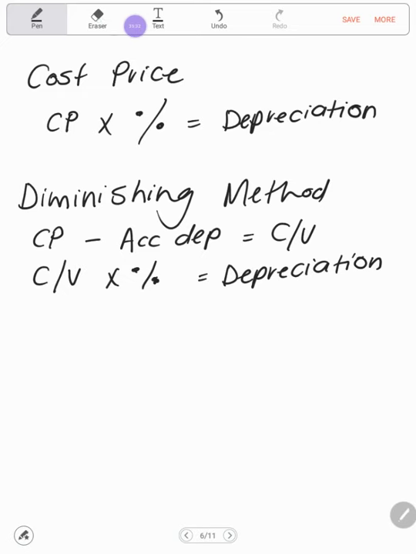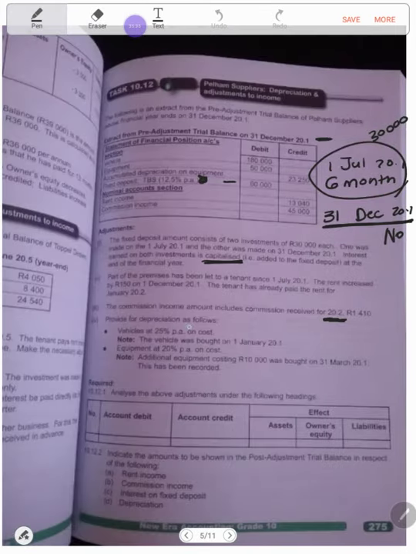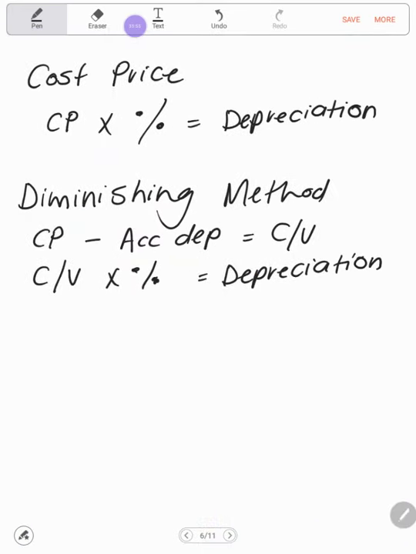All right, so let us work out our depreciation. Provide for the depreciation as follows. Vehicles 25%. Note the vehicle was bought on the 1st of January 20.1. So it makes things a bit difficult, the note, because you didn't have it for the full financial year. You have to work out how long you had it for.